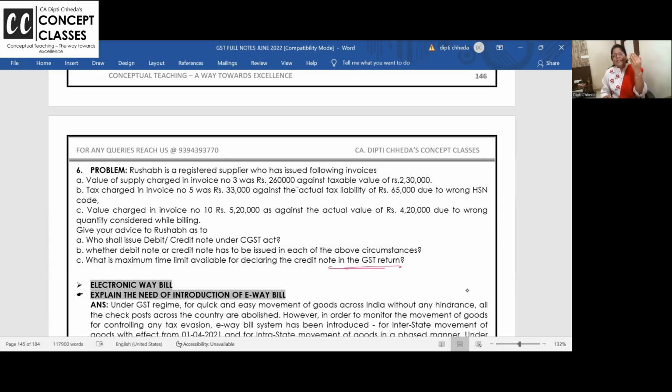Is party debited 30,000 more? Yes. Should we credit it? Yes. So which note we will issue? Credit note. Just write it. I'll share in the notebook also. How will you write that?